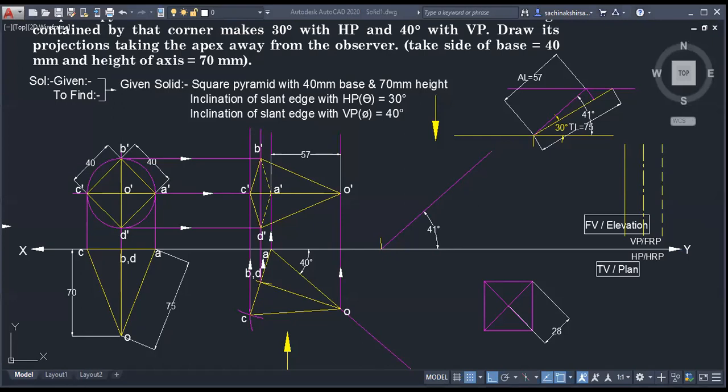So here I will cross check. Roll number 15. Yes, sir. Though the angle was given 30 degree with HP, I have drawn a line of 41 degree. What is your opinion about this? Why is it so? Have you understood? What is your say about this? What do you feel?